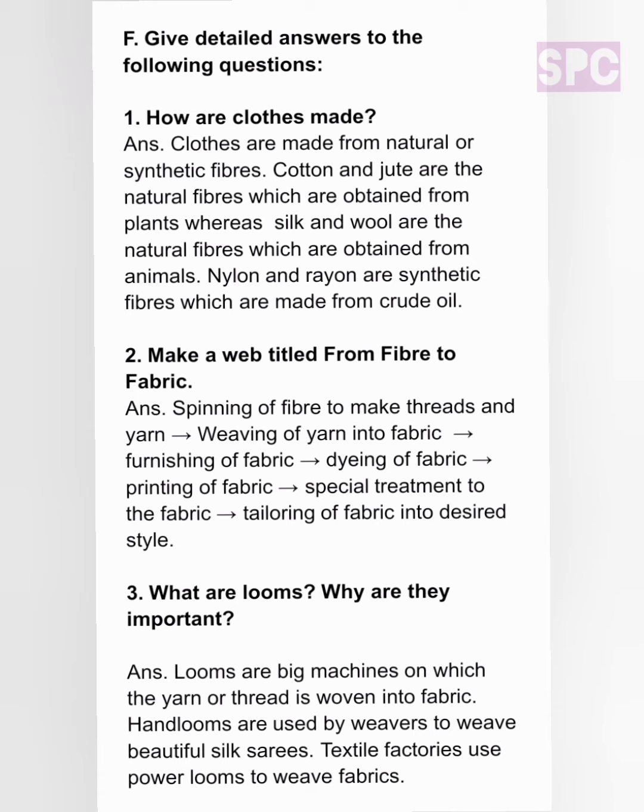Question number 2. Make a web titled From Fiber to Fabric. Children, for this question we have to write all the steps involved in the process of converting fibers into fabric. We have to write these steps in serial order. So the answer to this question would be spinning of fibers to make threads and yarn. This is the first stage. Second stage is weaving of yarn into fabric. The next stage is furnishing of fabric, which involves dyeing of fabric, printing of fabric, special treatment given to the fabric, and then the final stage is tailoring of fabric into desired style.